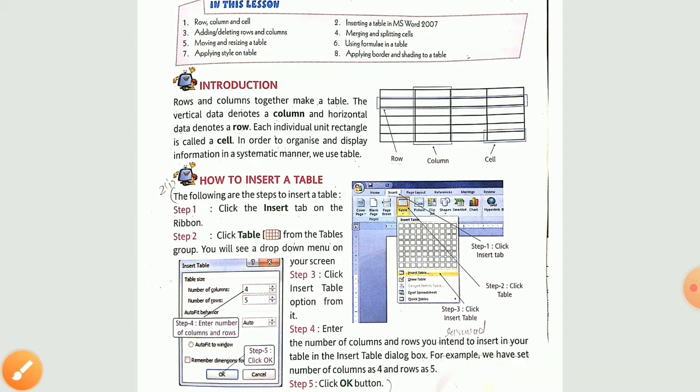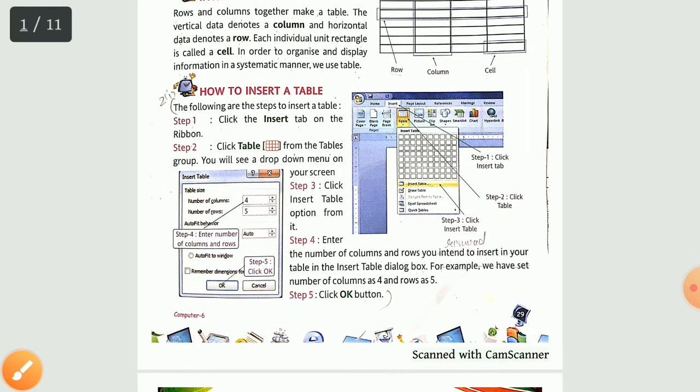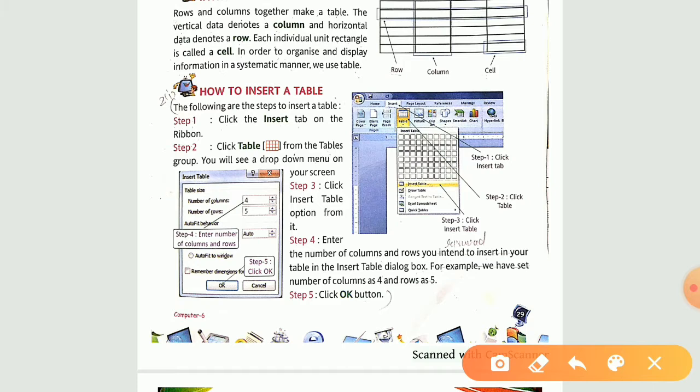Now see, the first thing that we need to learn is how we are going to insert a table in our MS Word, most professionally 2007. Certain steps we need to follow. Step number 1: click the Insert tab on the ribbon. By ribbon we mean these menus: Home, Insert, Page Layout and all these things. Amongst this ribbon you just have to click on this Insert portion.